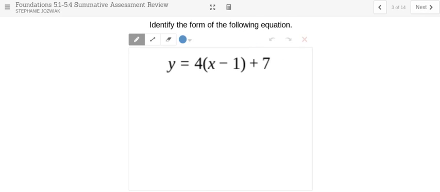The third one, I notice the y is by itself. It says y equals 4 times the quantity x minus 1 plus 7. But I notice that in this one, the right side is not fully simplified. I notice that there are parentheses here, which is telling me then that this one is in point-slope form.